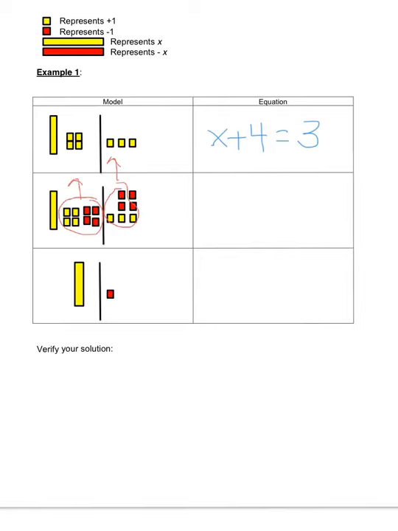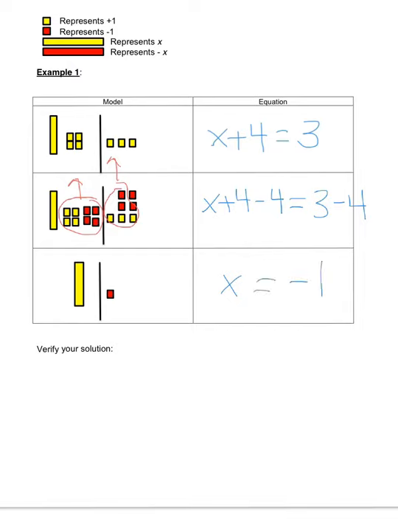So to represent that with my equation, originally on the left-hand side I had x plus 4, and then I had 4 negatives added on to that side. On the right-hand side, I originally had 3, and I put 4 negatives on that side as well. And once all our 0 pairs are gone, that leaves us with a solution of x equals -1.